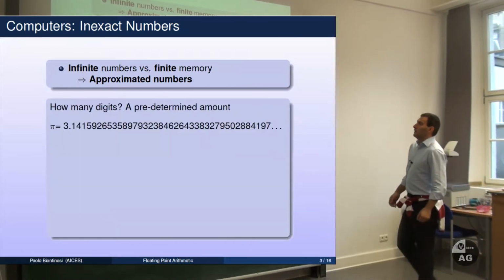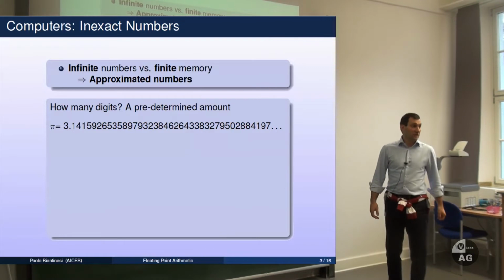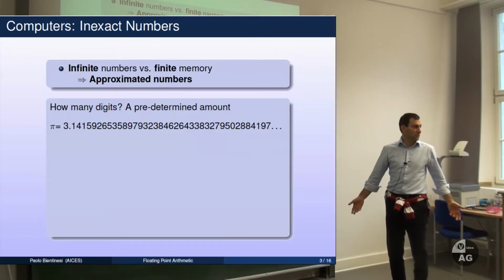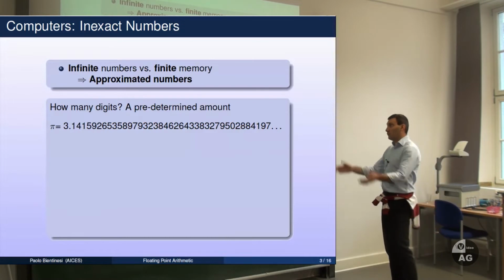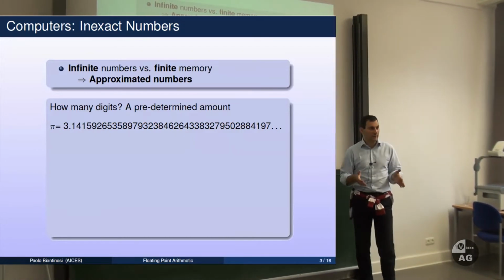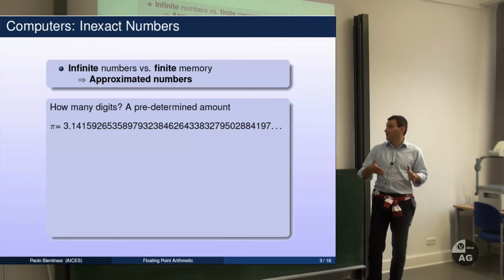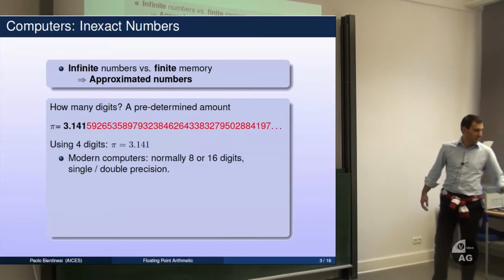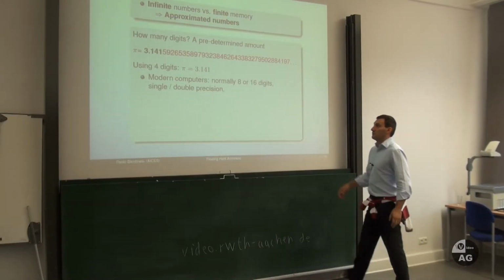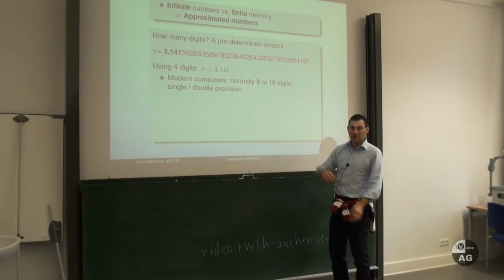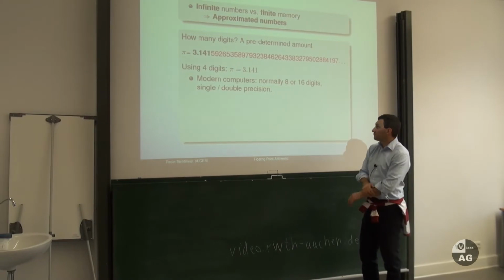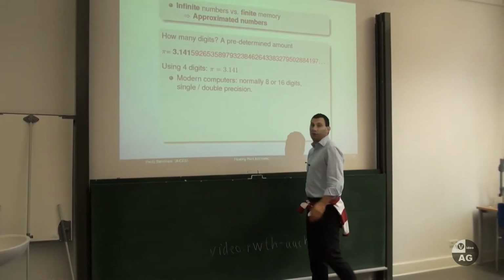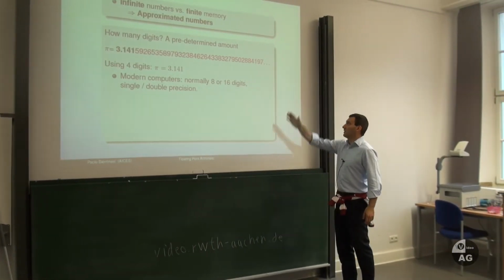So, how many digits should I use to approximate a number? Well, I have to decide. That's what we do in computers. We decide how many digits I can use, and I truncate or I round, and I discard everything else. For instance, if I choose 4, if I say that I have enough resources to store 4 digits, my pi becomes 3.141, and everything else is gone.